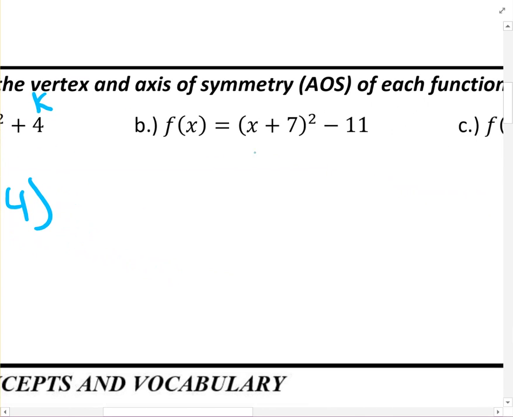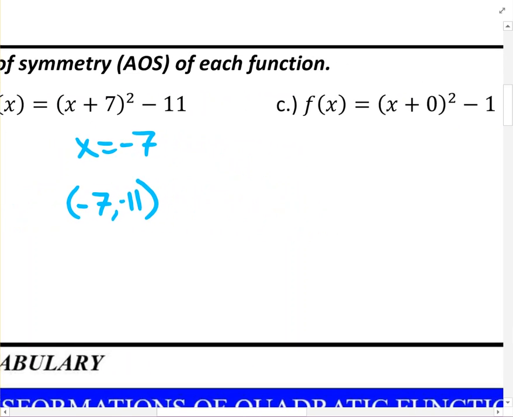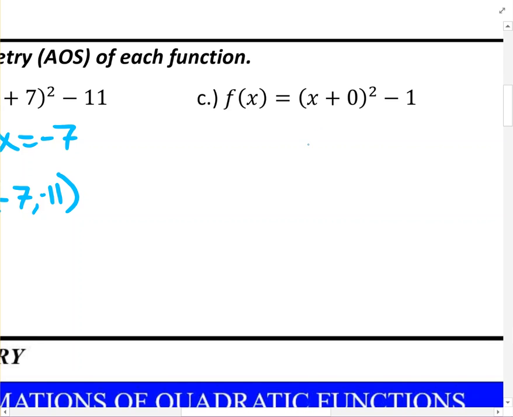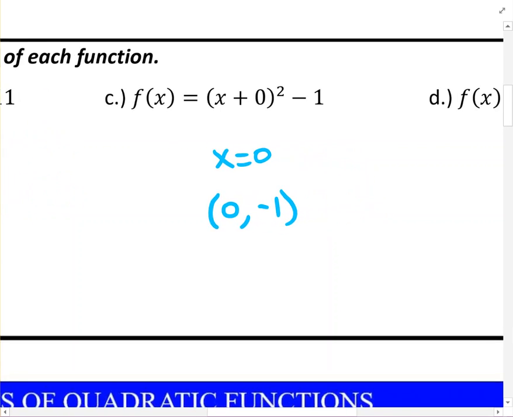Same thing for the next one. The AOS is x equals -7. The vertex is -7, comma, -11. Because you don't make that one opposite. Next one, the AOS is x equals 0, can't have an opposite of 0, and then the vertex is 0, comma, -1. Done.